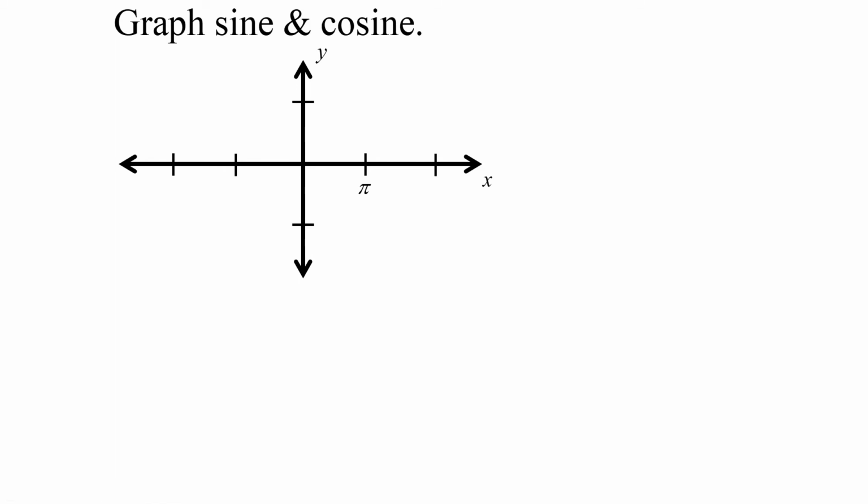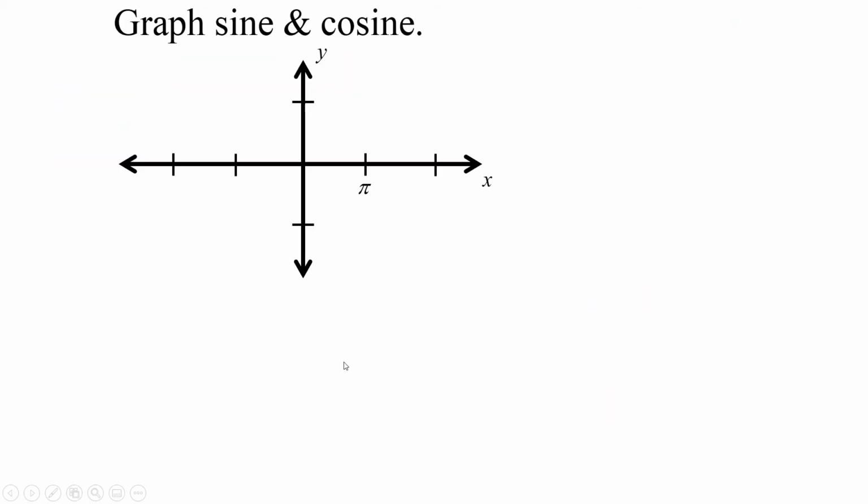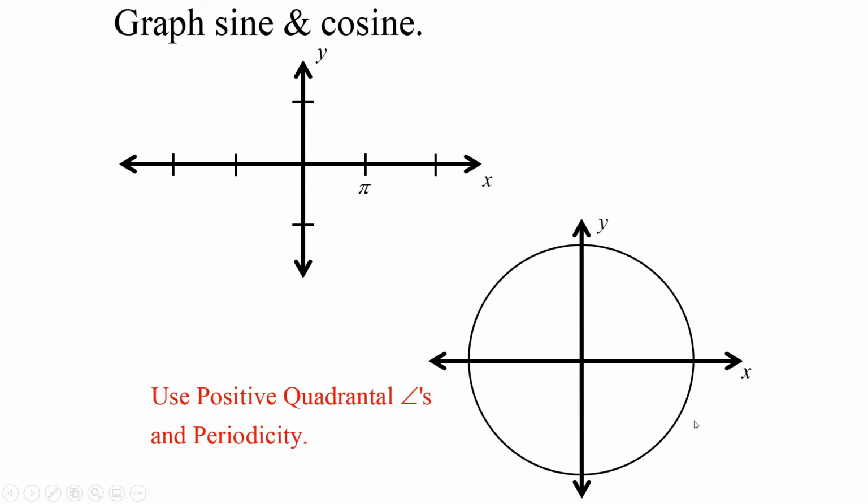All right? Now, it's really simple to do if you understand what we've been talking about on the last 2 slides here. All right? So, we're going to use positive quadrantal angles and periodicity. So I'm going to draw a picture of the unit circle right here. So this is a circle with a radius of 1, the unit circle right here. All right? Now, positive quadrantal angles.